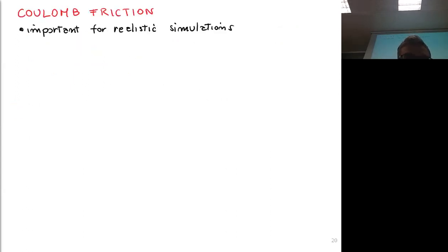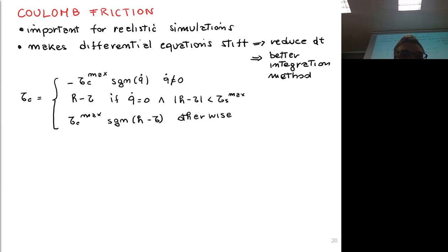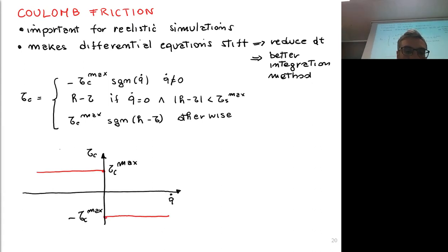As an example that makes a differential equation stiff, we have the Coulomb friction. In this case, what can help is to reduce the dt or use a better integration method. But if we reduce the dt, then the simulation time increases because it takes more time to do more iterations. So this part is finished, I would say.